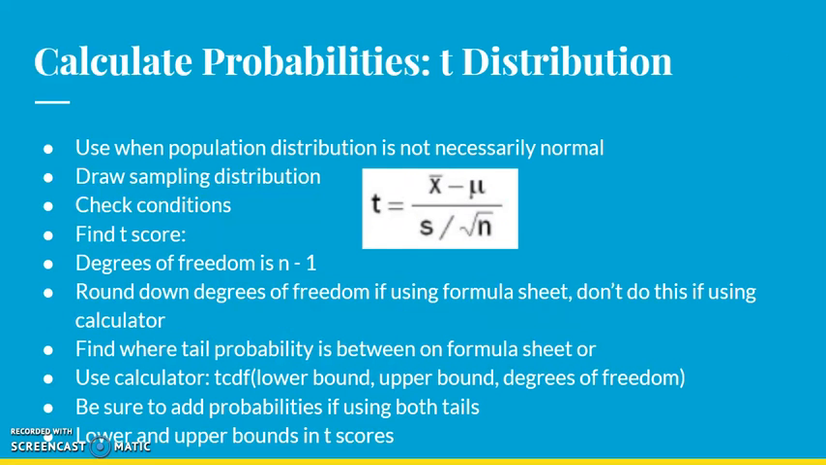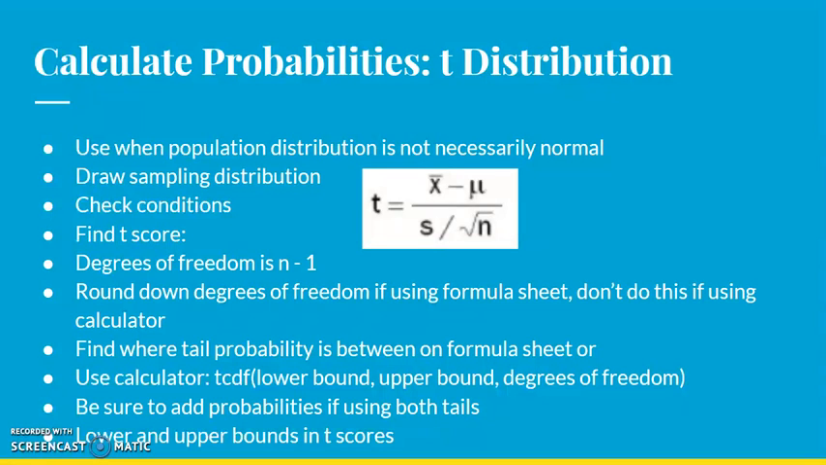To calculate probabilities in a t-distribution, first, you're supposed to use this when the population distribution is not necessarily normal. So first you draw the sampling distribution, then you check your conditions, then you find the t-score, and the t-score formula is on this slide. Your degrees of freedom is n minus 1, and always write this down. And if you're using the formula sheet, round the degrees of freedom down. Always do this. So if you have 88 degrees of freedom and the formula sheet only has 80 and 100, use 80, not 100, because 80 is the lower value.